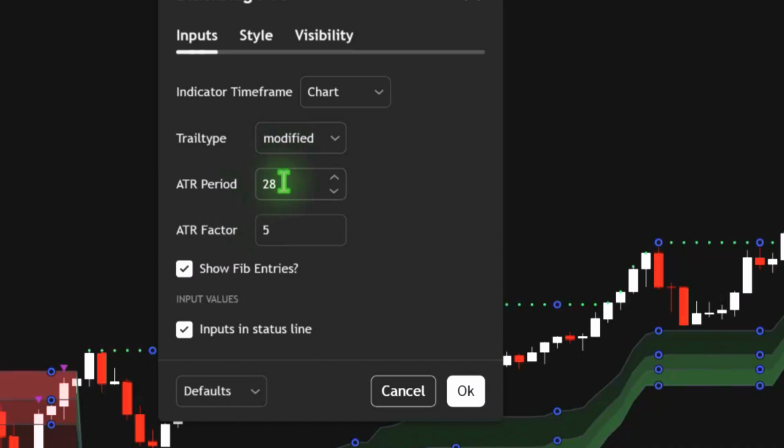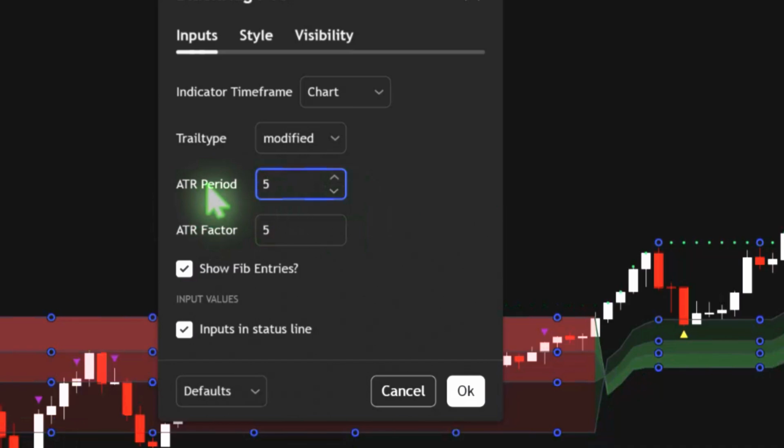Now here's the little tweak we're gonna make. Change the ATR period to 5. This just helps the indicator react a bit quicker to price moves. Perfect for catching those shifts. And then, set the ATR factor to 5 as well. This works hand in hand with the period settings. Got it? Okay, hop over to the Style tab next.